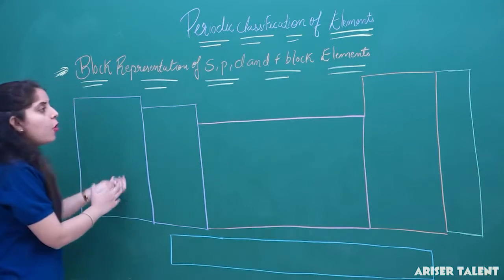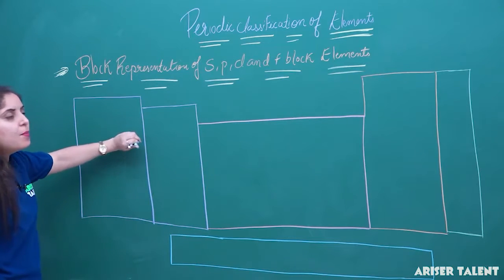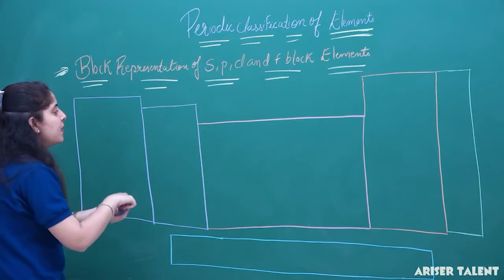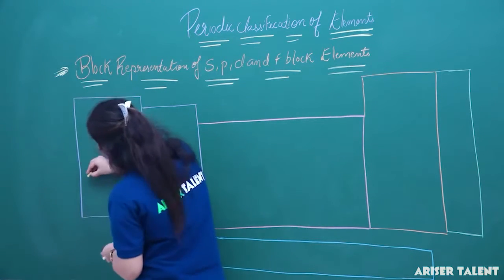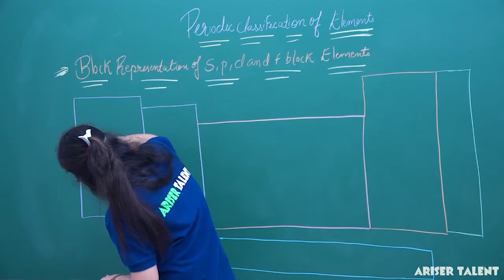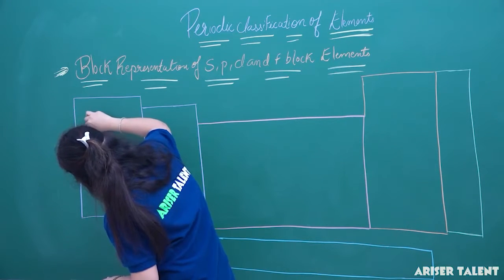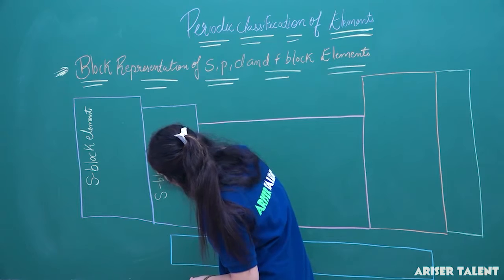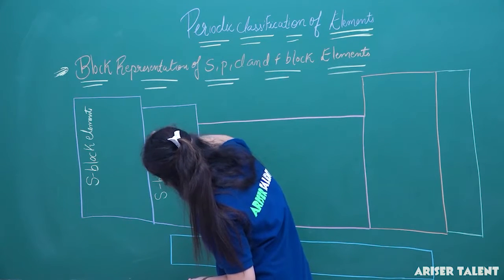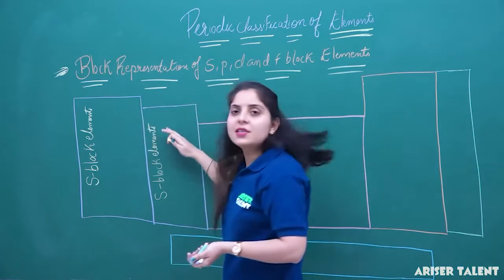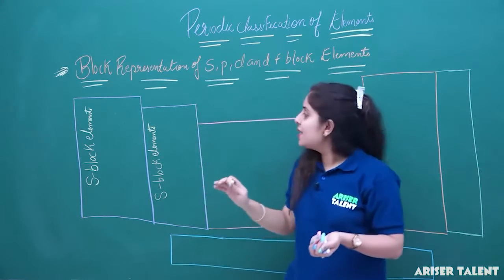Now we have drawn a periodic table in block form representation. Now these first two blocks represent what? These are actually S block elements. This is the first group and this is the second group. These are usually known as S block elements.